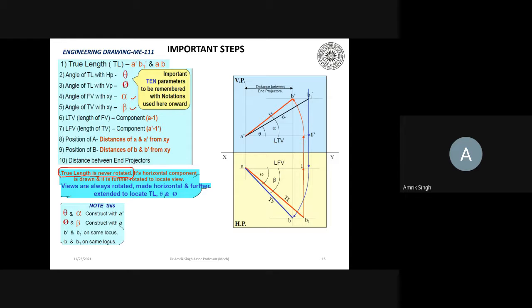A horizontal component is drawn and it is further rotated to locate the view. Views are always rotated. So that means true lengths are not rotated. Only views are rotated. So note this.